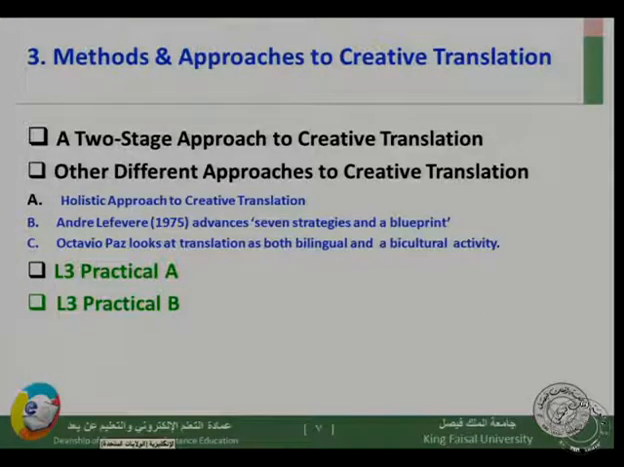Regarding the methods, we have tackled two or three major methods and approaches to translating creative texts, mainly the two-stage approach to creative translation, and then some other approaches, which range from the holistic approach to creative translation to approaches mentioned by André Lefevere, who advances seven strategies and the blueprint, and Octavio Paz, who looks at translation as both a bilingual and bicultural activity. And then practicals as usual, A and B.